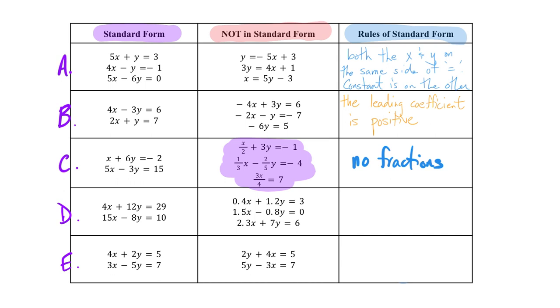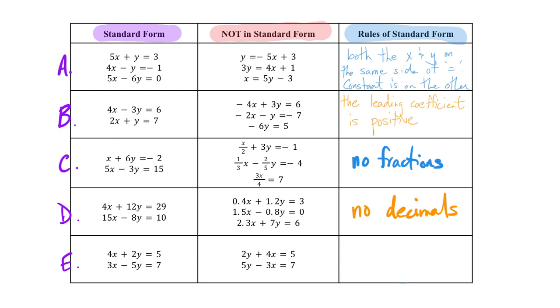Okay, let's take a look at D. I think we should be good to be able to work our way through D. You take a peek, everything in the first column satisfies what we have. X and Y on the same side, constant on the other. Leading terms positive, there are no fractions. But now you work into that second. Well, there are no fractions in there. However, you notice we have decimals. It's no decimals. And that is correct, that we cannot have decimals in a standard form either.